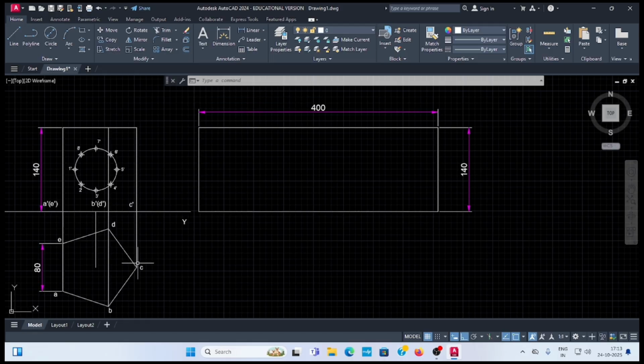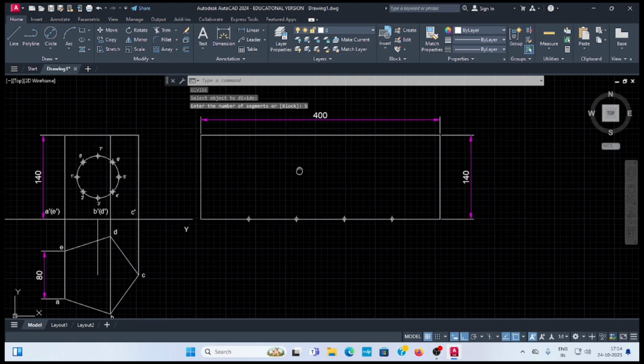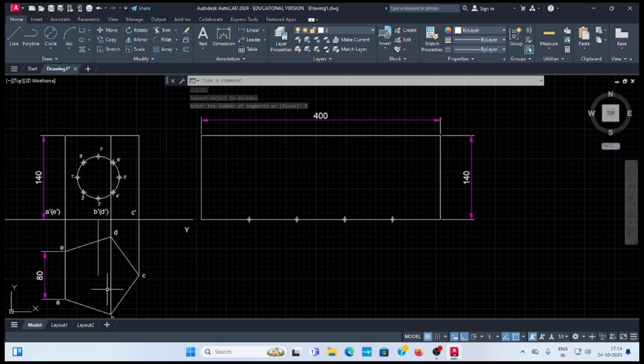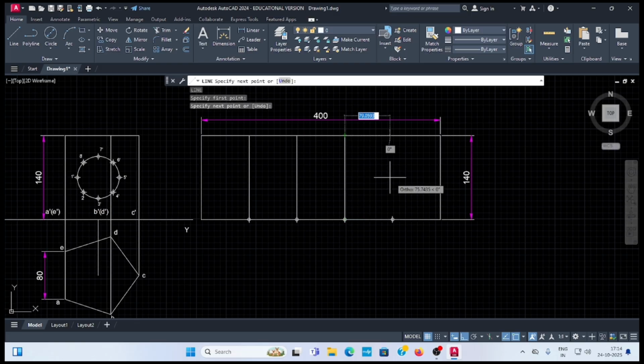So it is 5 corners, no. So divide this by 5. Go to divide. Select the line. 5. Enter. 5 segments you have to divide. You have the 5 faces in the prism, 5 faces. Okay. Enter. Again enter. If you need the previous command, just press enter on the keyboard. Okay, I divided the 5 divisions.